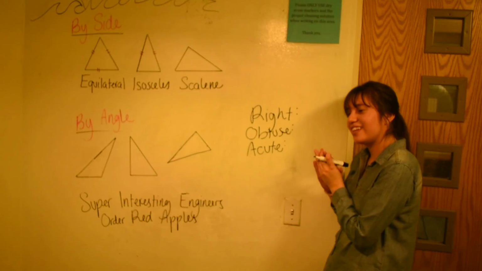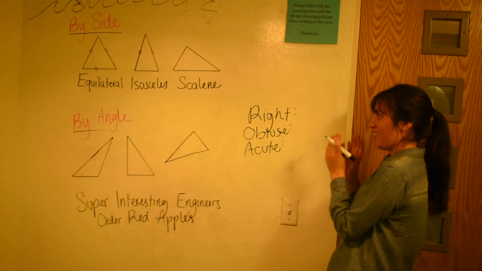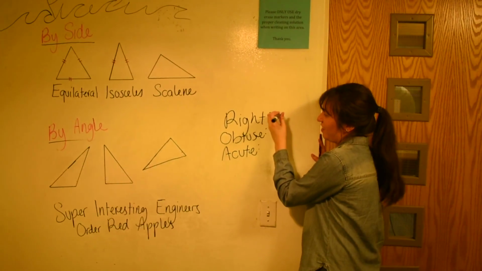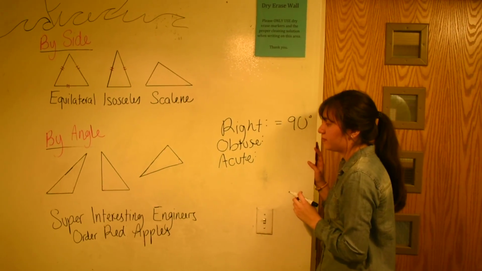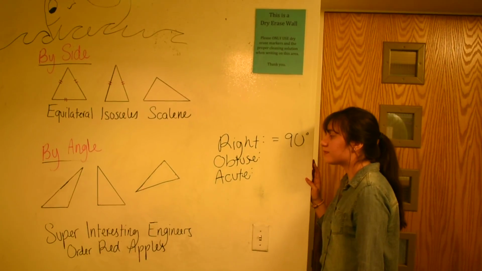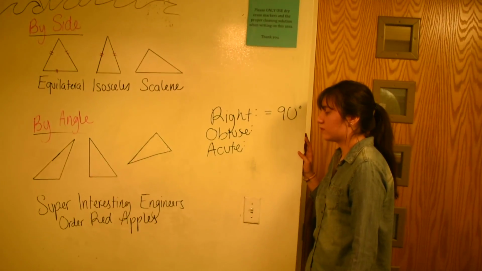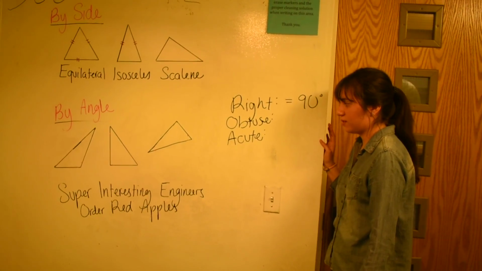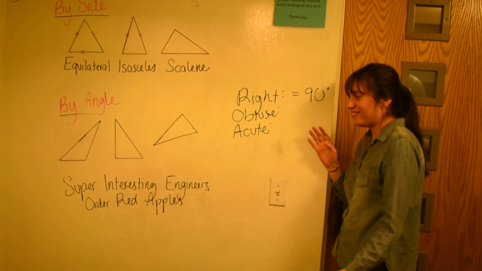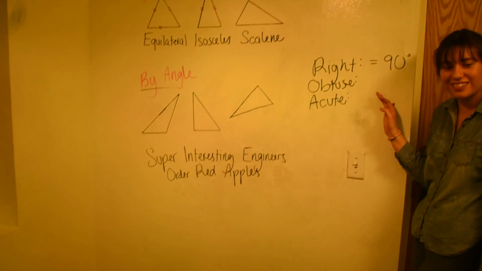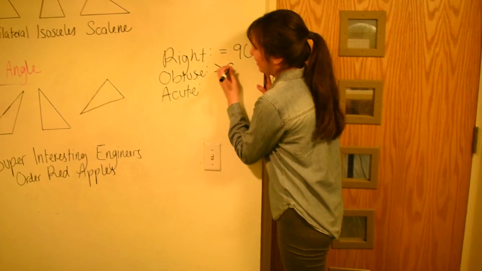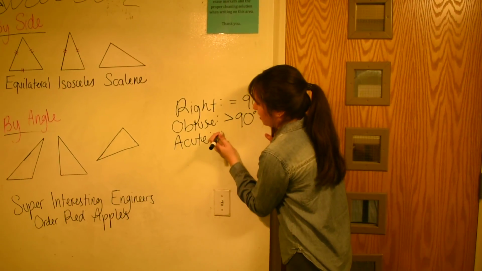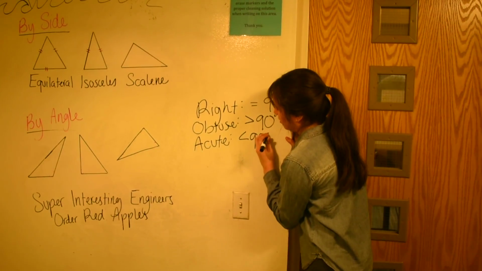Okay, does anyone know what the difference is between these three kinds of angles? I think that the right is 90 degrees. Okay, exactly 90? Exactly 90 degrees. And I know that obtuse and acute are different because one of them is greater than 90 degrees and the other one is less than 90 degrees, but I'm not sure which one is which. Does anyone know or think that they know the difference? I think obtuse is greater, but I'm not 100% sure. Yeah, that's completely correct. Which means acute is less than 90 degrees.